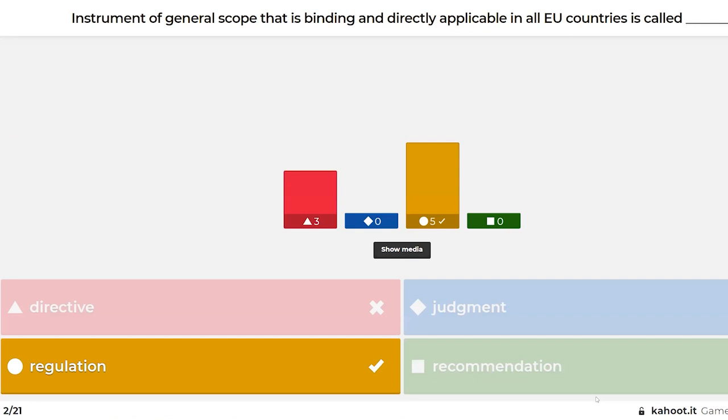Regulation. Okay, great. So five of you answered correctly. Three of you chose the directive. Directive is not directly applicable. The member state has to adopt the legislation to meet the goals of the directive, but a good try.